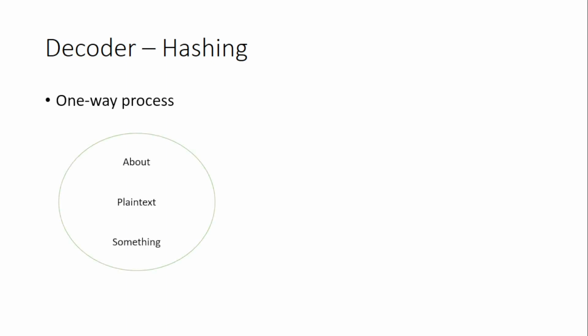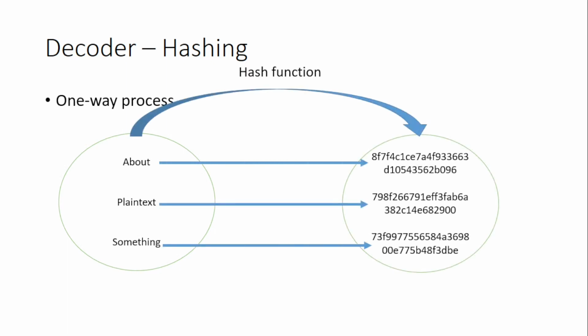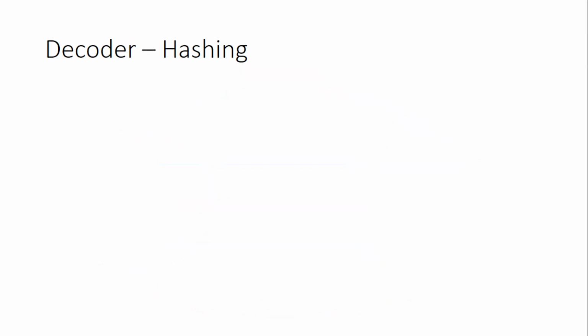So for example, if we had these three different strings, one is about, plain text, and something, and we want to hash each one of them, we'll use a hash function and we'll end up with these results. And because we said it's a one-way process, which means we can't go back from the hashes or digest to the plain text that we came from. A good hashing algorithm will have, as a result, a unique hash for every piece of data entered.